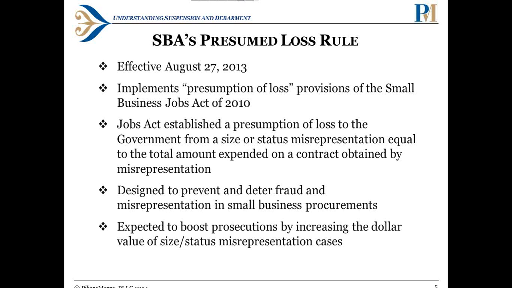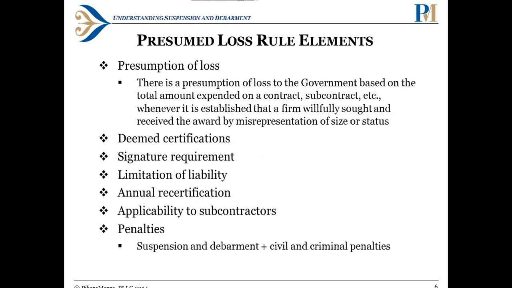So, we've seen some cases where that's a big loss then, a $100 million contract that a company never should have won because it misrepresented its small business status. So the loss to the government is $100 million. So those cases, we are seeing more prosecutions of cases like that.